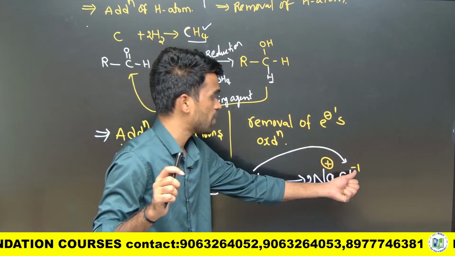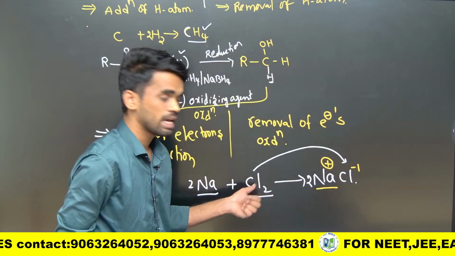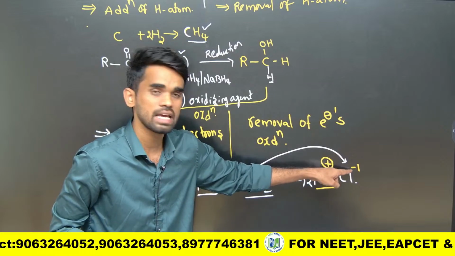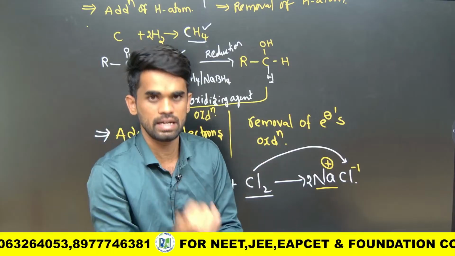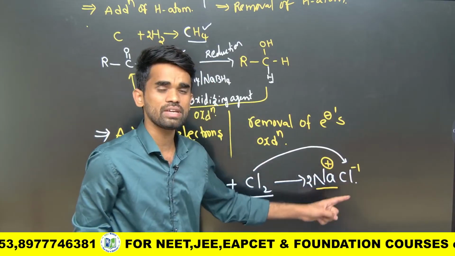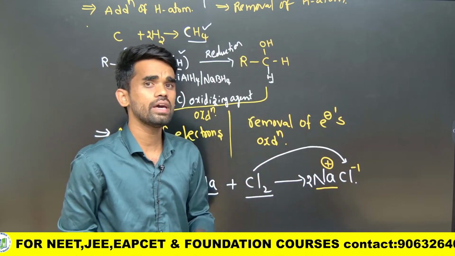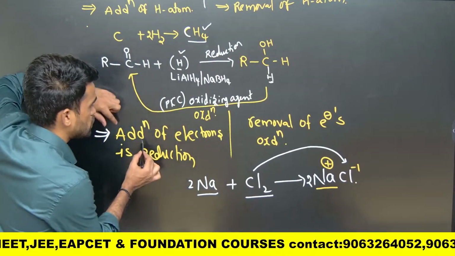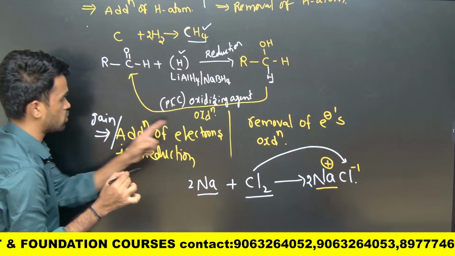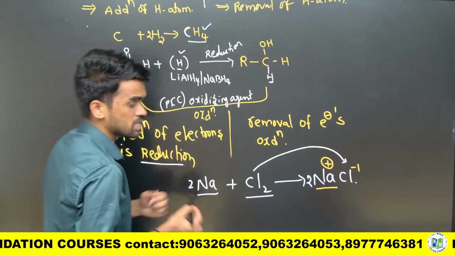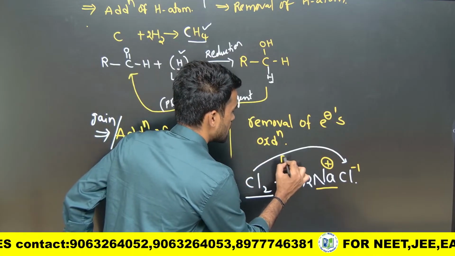Now chlorine has -1 charge. So what does it say? It means this chlorine gained 1 electron and becomes Cl minus. The negative charge number indicates that many electrons gained. If a species has -2, it gained 2 electrons. So what have we studied? Addition of electrons, or simply gain of electrons, is reduction. Chlorine gained electrons, no? So we should call this reduction.